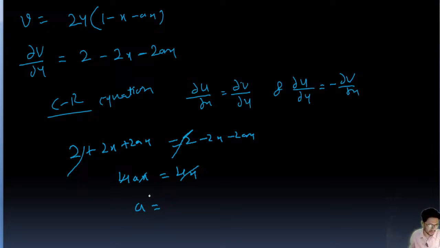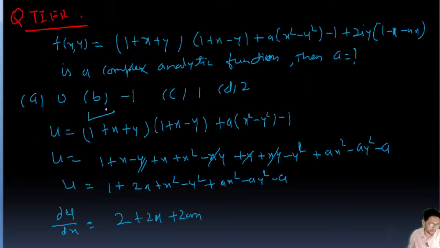Something mistake we have done. When we took the terms to this side, the sign is minus, guys. So this is minus 1, and the value of a is minus 1. So which option is matching? Option B is the correct answer, guys. This is the TIFR question which was asked, and I have solved it for you.